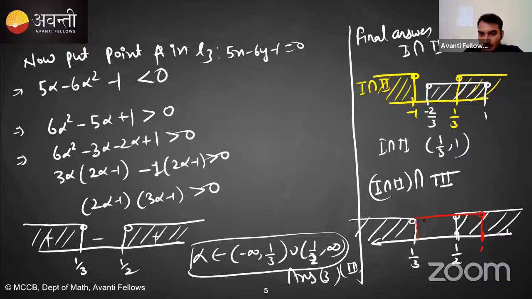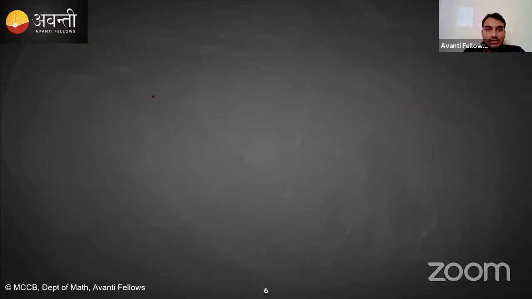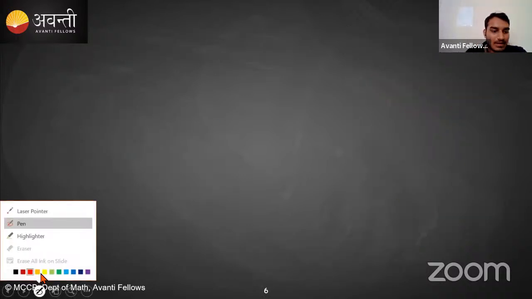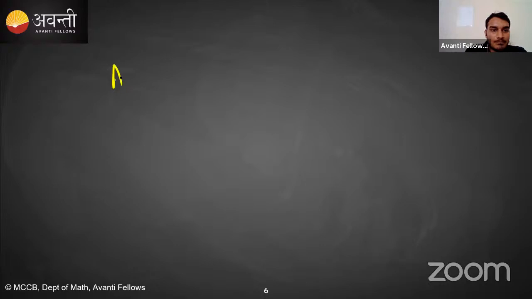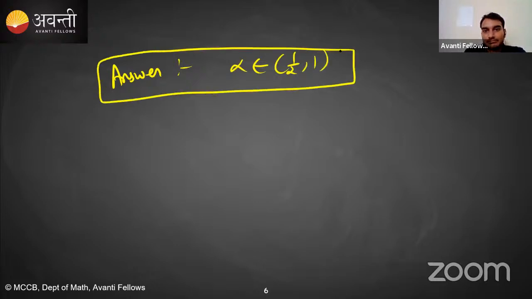What is the common region? 1 by 2 to 1. Is this clear? What is the common region? 1 by 2 to 1. So what is the final answer? Alpha belonging to 1 by 2 to 1. Is this clear? So this is your answer.